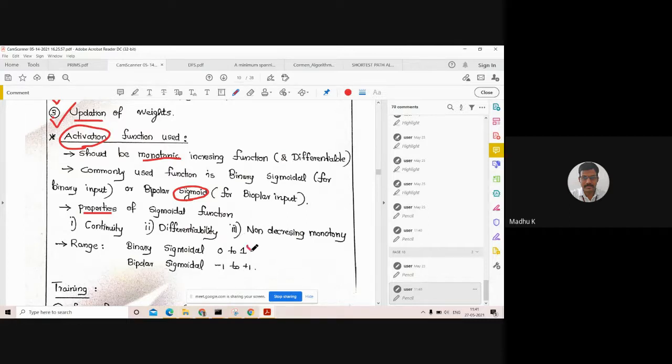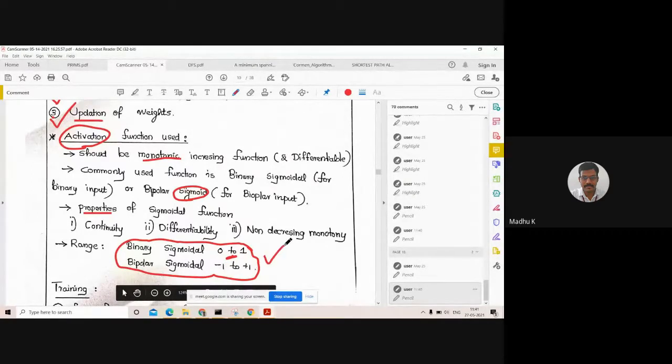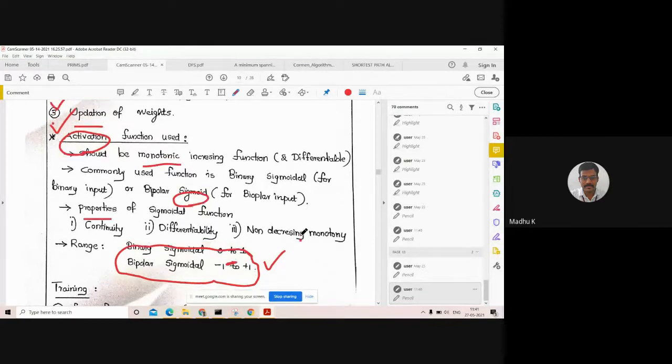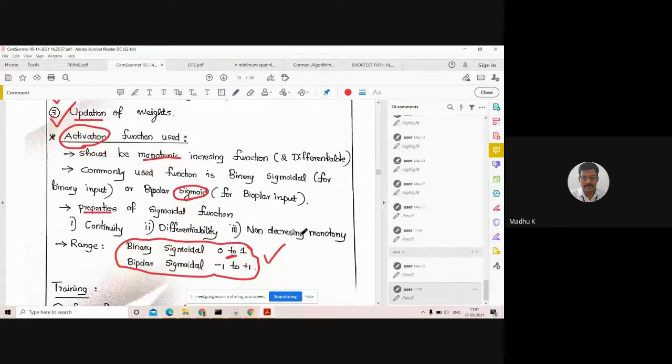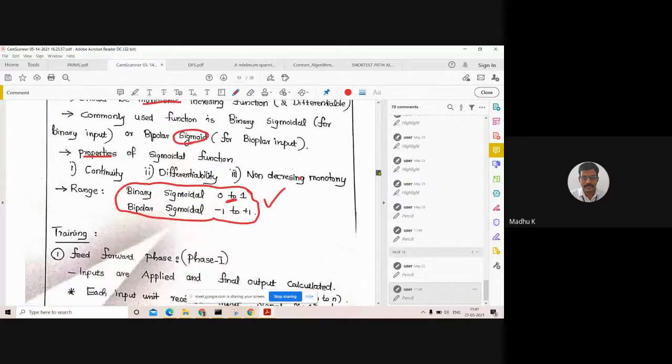Then you can note the range. If you are using binary sigmoidal, the output will range from 0 to 1. Similarly, if you are using bipolar sigmoidal, it will range from -1 to plus 1. Sometimes in the exam they may ask about the sigmoidal functions. So next is the training algorithm.